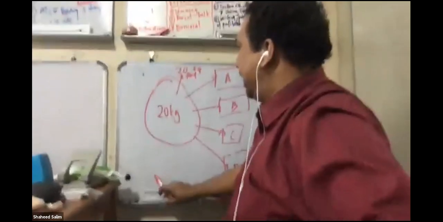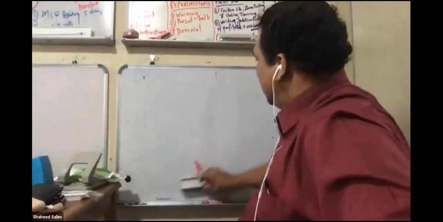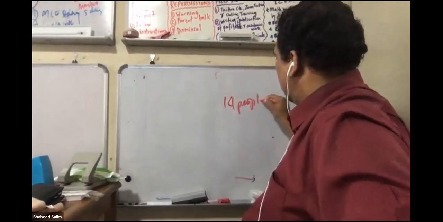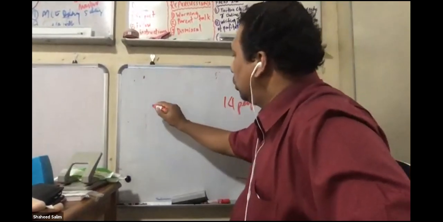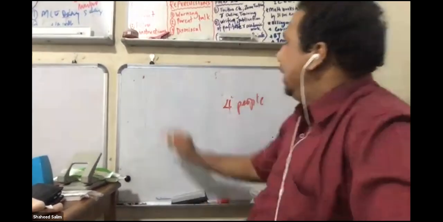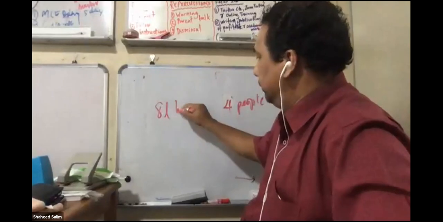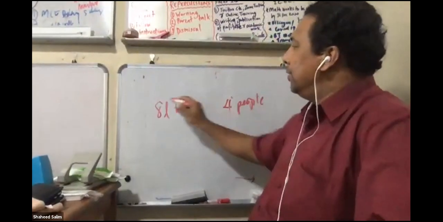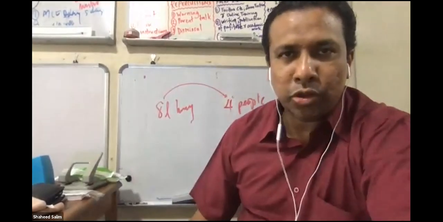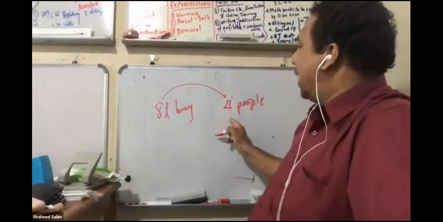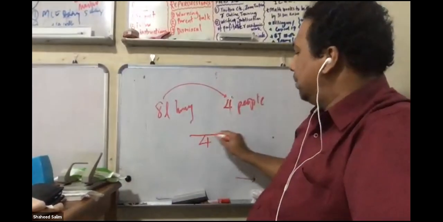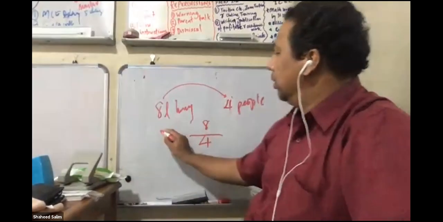Now we think. Let's say you got four people, and then you got 8 liters of honey. Are you going to divide the honey by the people or the people by the honey? How are you going to do it? You're going to find how much one person receives. The one person must be at the bottom. 8 divided by 4.